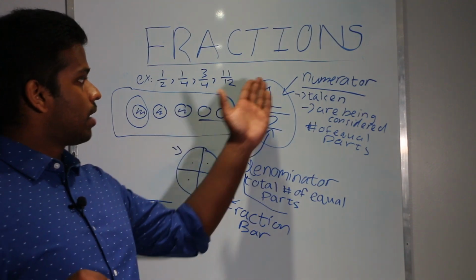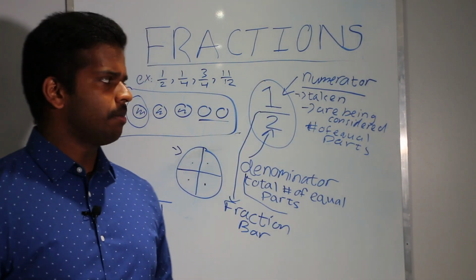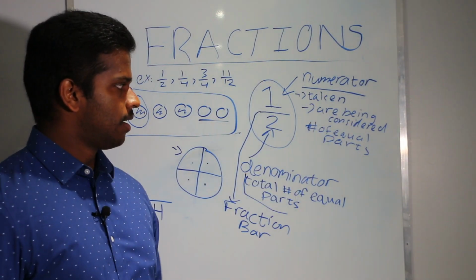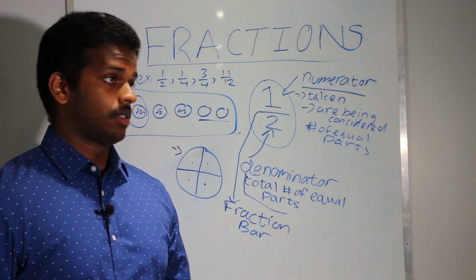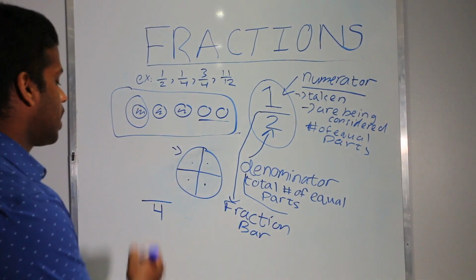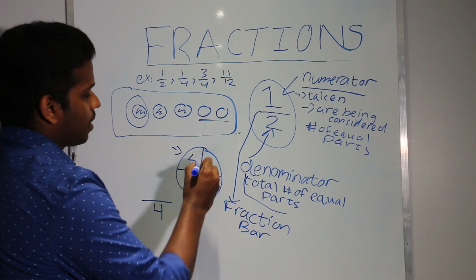So now we'll take a look at the numerator. The numerator varies based on what you are trying to consider, or what the question is asking you, or just how much has been taken. So here, for example, let's just say you take 1 slice of pie.